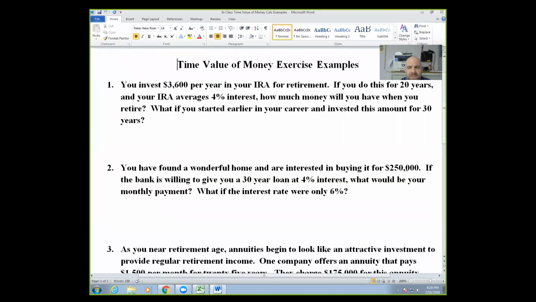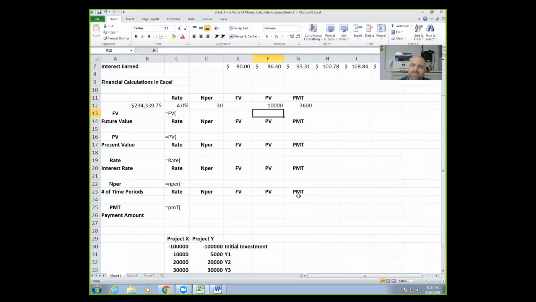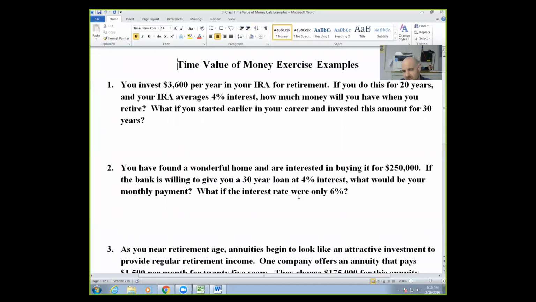So let's go back to this. $250,000, 30 years at 4%. But we're looking to find a monthly payment. So keep that in mind with this one.